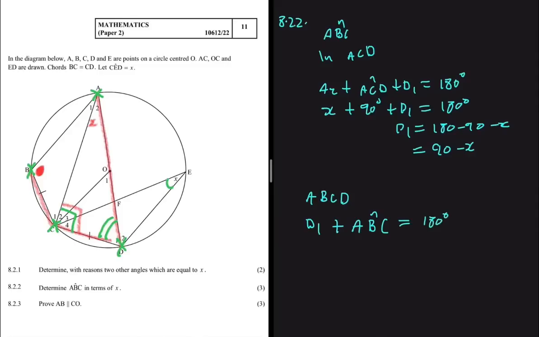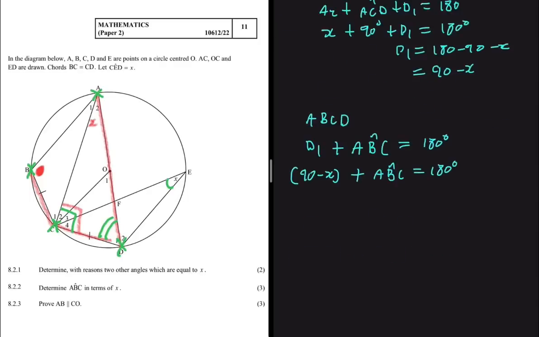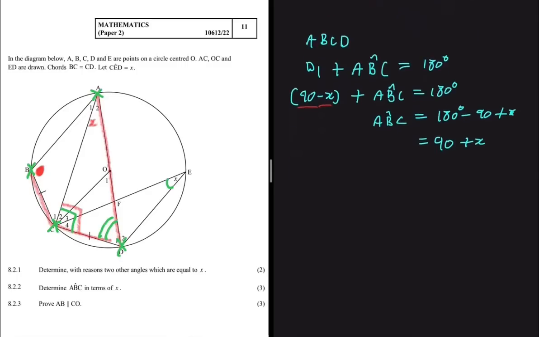So what is D1? We know fully well that D1 is 90 minus x, and then plus ABC should be equal to 180 degrees. If you solve for ABC, you're going to get ABC being equal to 180 degrees minus (90 minus x). So when you take 90 to the other side, it becomes minus 90, and then minus x becomes plus x, right? So ABC will be equal to 180 minus 90, that is 90 plus x, right? And we have determined the size of angle ABC.